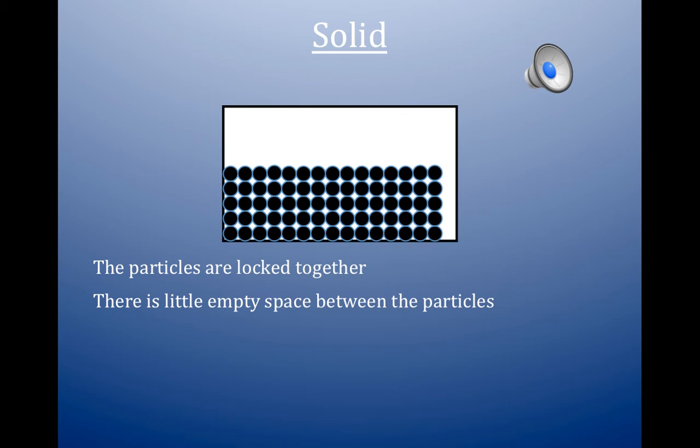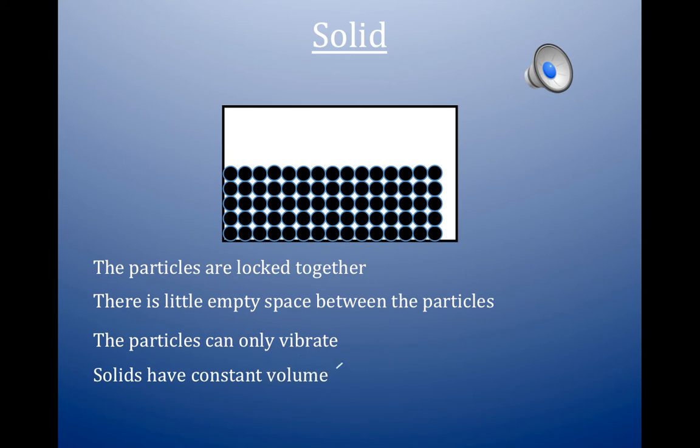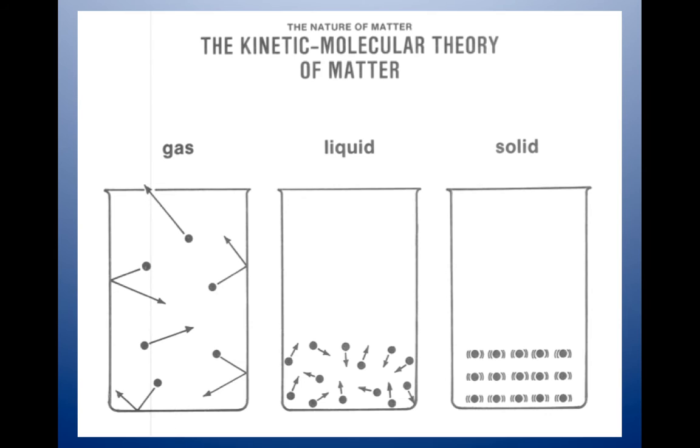So particles are locked together. Very little empty space between the particles, just like in a liquid. The particles can only vibrate, that means move back and forth repeatedly. Solids have a constant volume because their particles are close together. And solids hold their shape because the particles are locked together. So make sure you get this all copied out for your introduction to the kinetic molecular theory. Again, pause since I've likely gone too quickly. We have a few more slides.